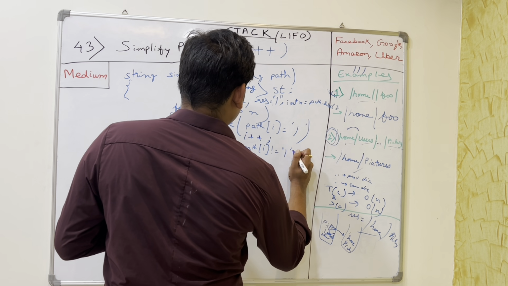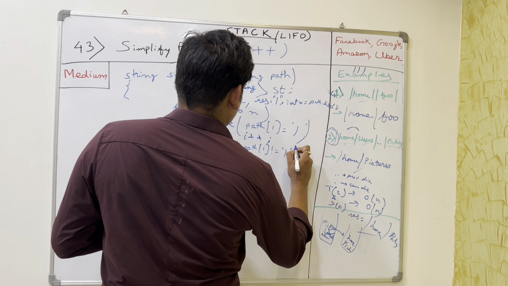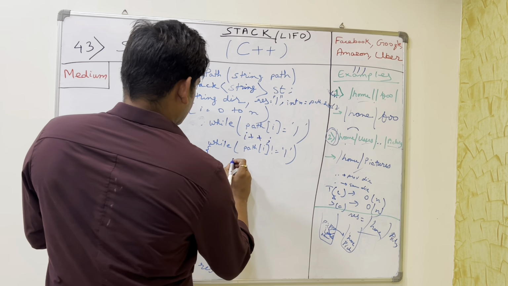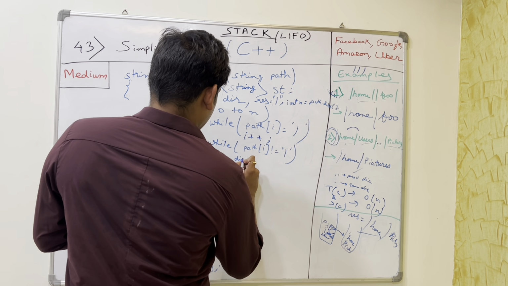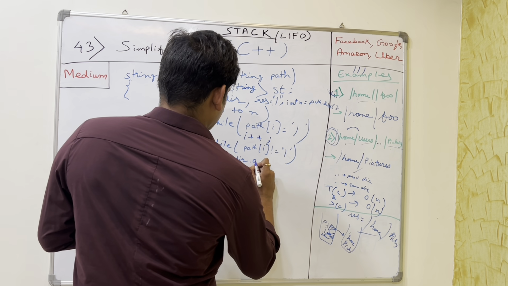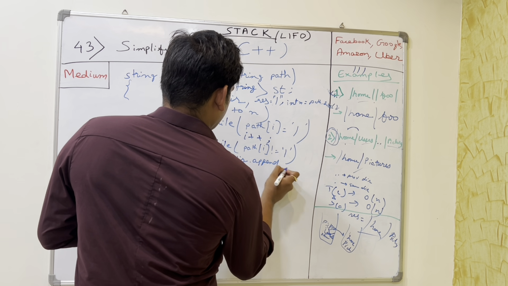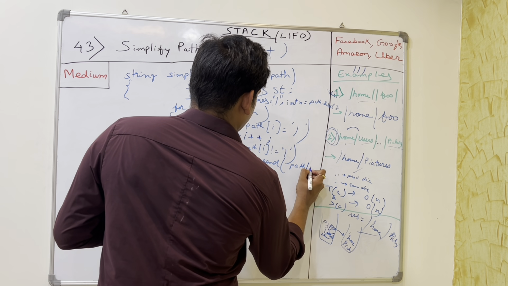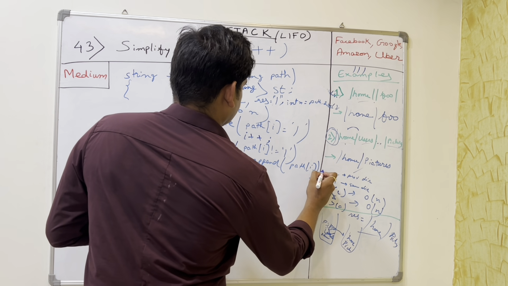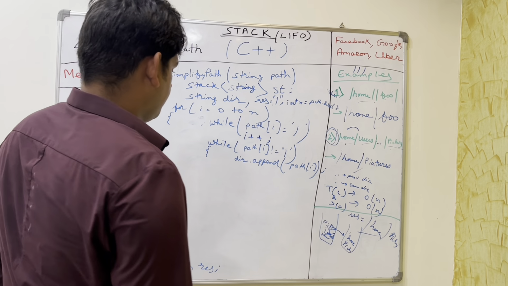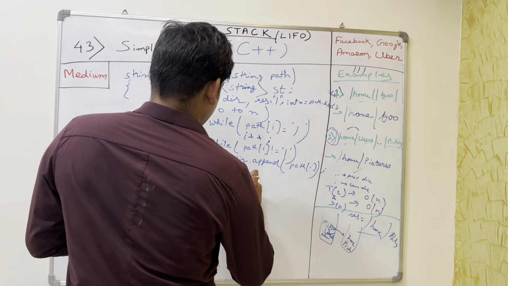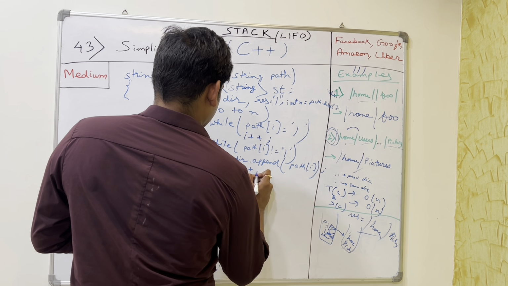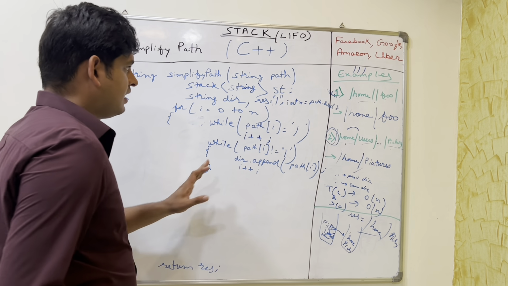Then if our path[i] is not equal to this, we can append the value of path[i] every time, right? And once this is appended, i plus plus, right? So we get our path, right?